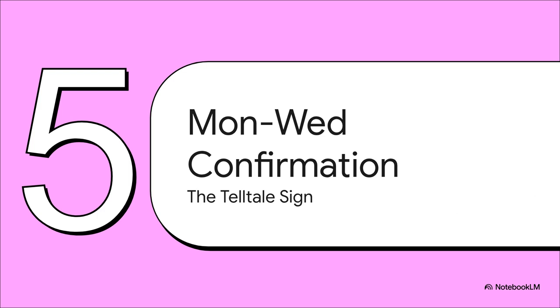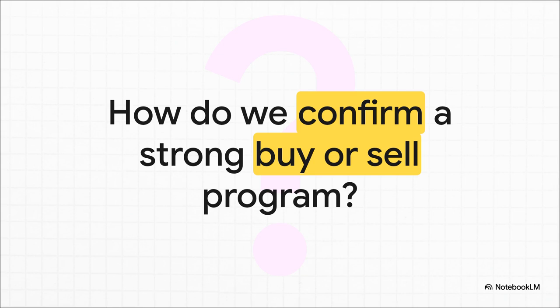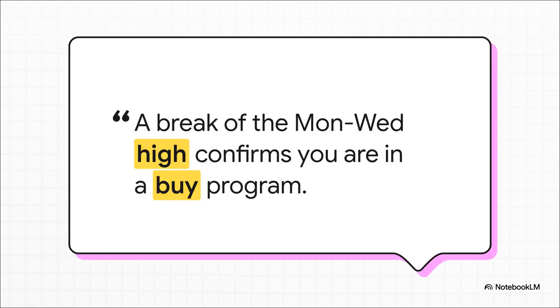This is that confirmation signal ICT was talking about. The key that tells you, yep, a big move is very likely underway for the rest of the week. So the million-dollar question is, after all this analysis, how do we get that extra layer of confidence? How do we confirm that we are really in a strong buy or sell program for the week? Well, here's the answer, straight from ICT. He says that in a bullish market, when price breaks above the high that was formed between Monday and Wednesday, that break acts as a powerful confirmation that the market is in an aggressive buy program.